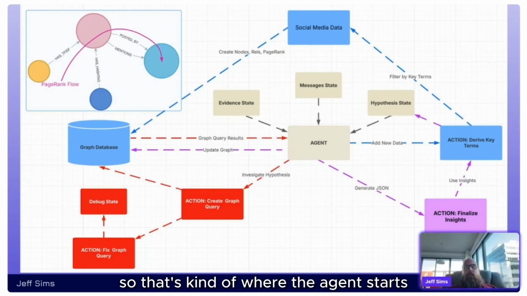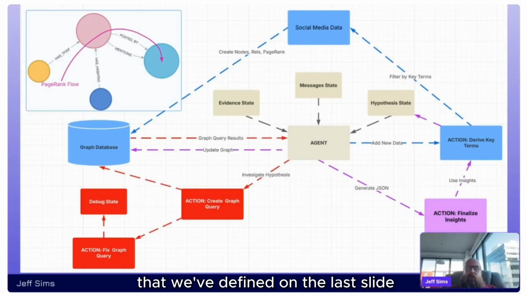So that's kind of where the agent starts. It has visibility into the data model of the graph, and it has an objective, in this case, that we've defined on the last slide, and it builds a hypothesis on how to explore the graph. So it moves into the red blocks, wants to investigate its hypothesis. It does this by generating Cypher queries, which are Neo4j's graph database language. We don't have any predefined queries, and we don't give examples of the best way to explore the graph. The agent's really free to explore the graph as it sees fit based on its hypotheses.